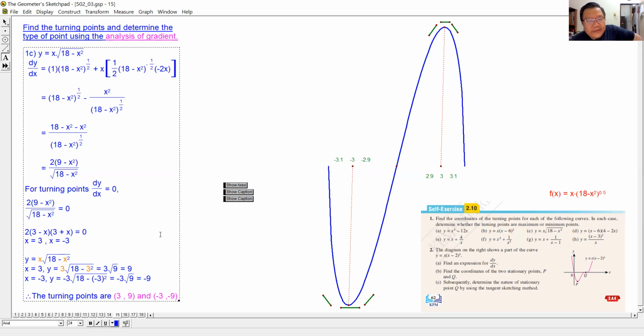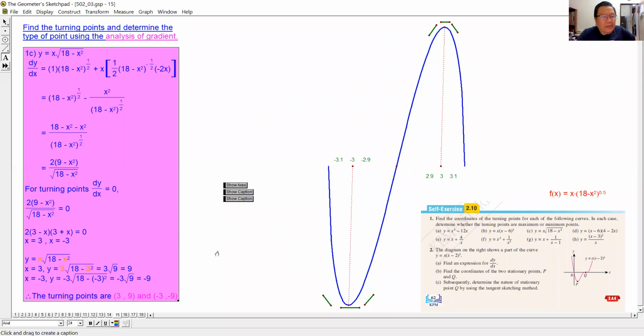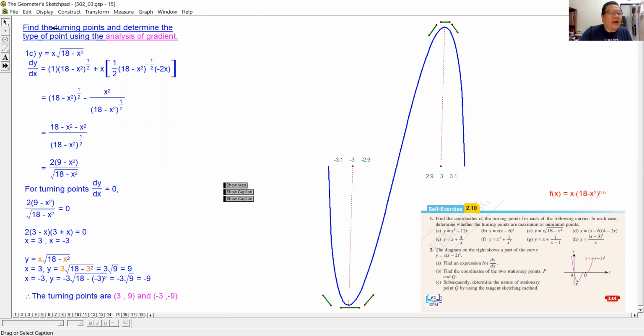Okay, any more questions? Okay, good. No questions. So now I have found the two turning points. You see the type of question that we are having here is: find the turning point, determine the type of turning point using analysis of gradient. Now, analysis of gradient is like this. Let's say we look at this point, 3, 9. Can you see on the graph here, this is 3, 9?